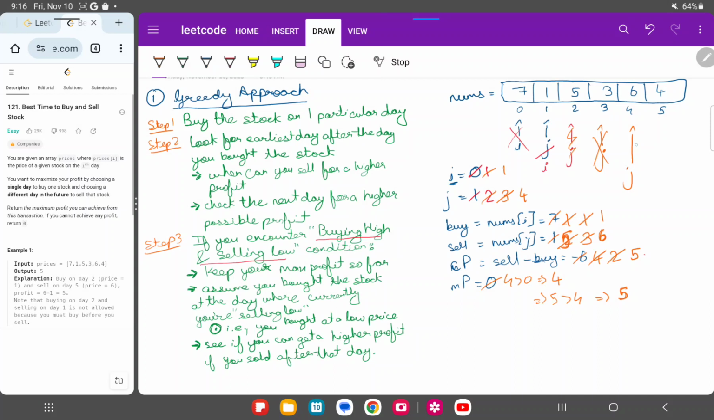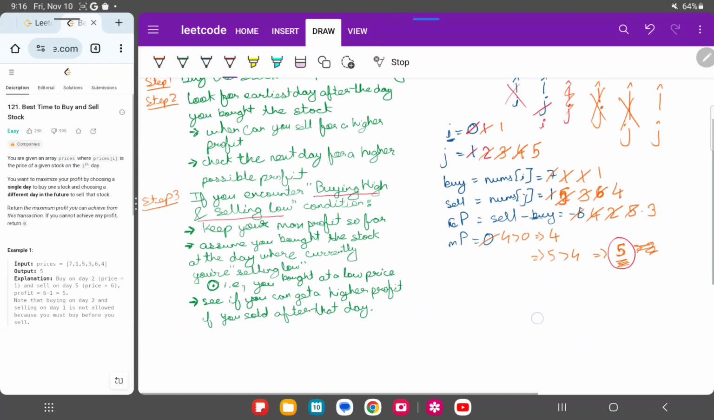So now let's check again for the next day. So now j becomes 5 and i remains the same. So what is the buy value? Buy value is the same, 1. Selling value changes to 4. What is the current profit? Sell minus buy. In this case that would be 3. Is our current profit greater than the maximum profit that we have encountered so far? Maximum profit is 5. Is 5 greater than 3? No. So we don't update anything. So after traversing the array, this is our final answer, that is 5, the maximum profit that we have encountered so far.